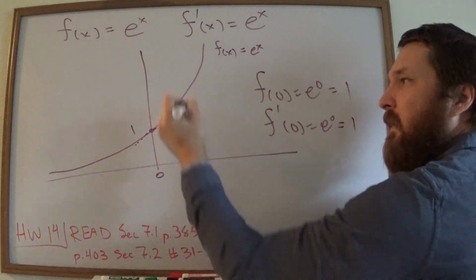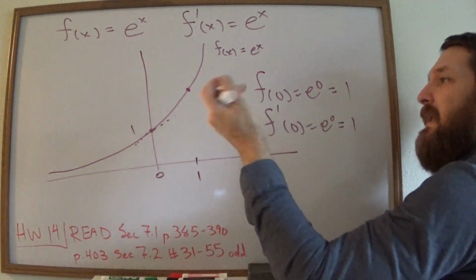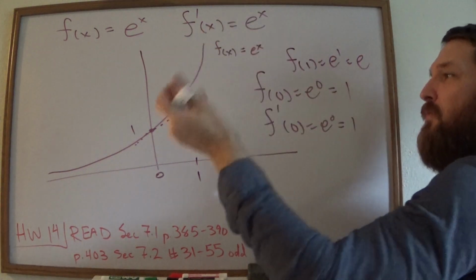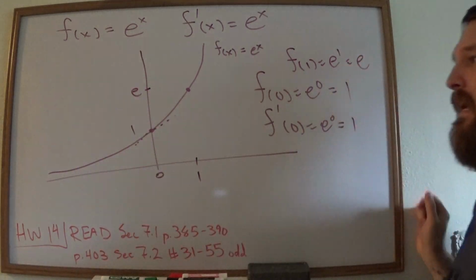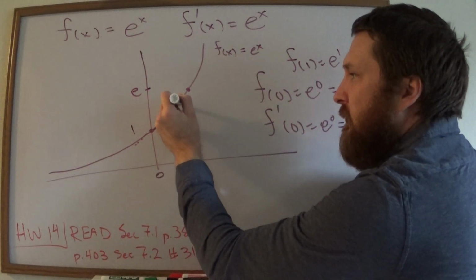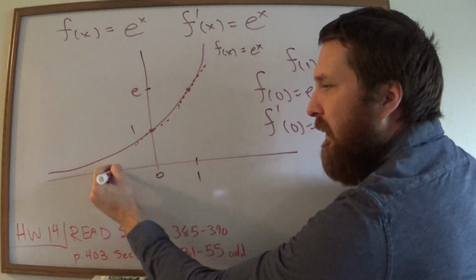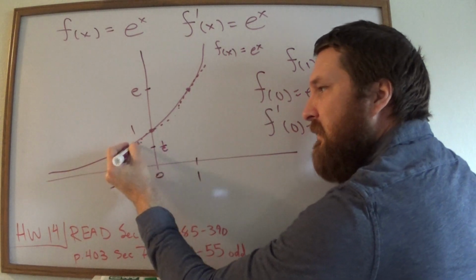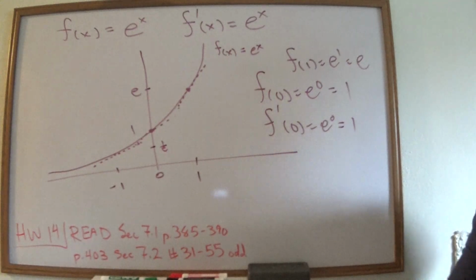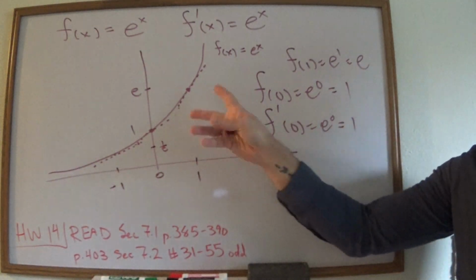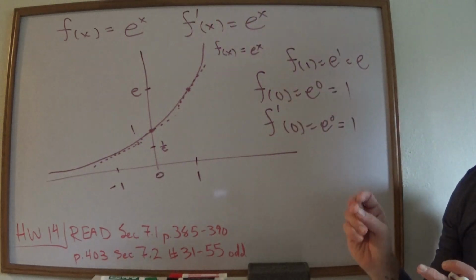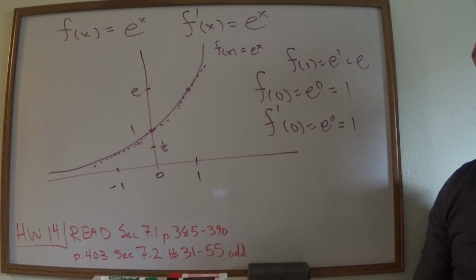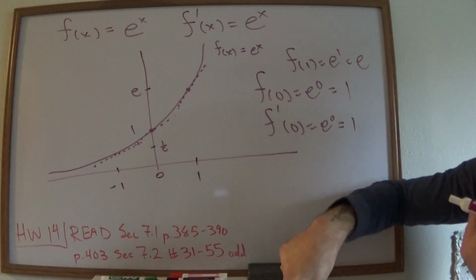When you plug in a 1, you get e to the 1, which is just e, or 2.7, whatever. And its slope right there is equal to e. Plug in a negative 1, you get e to the negative 1, or 1 over e, and its slope is there as well. You kind of see that the function which has this property has to have this shape right here.